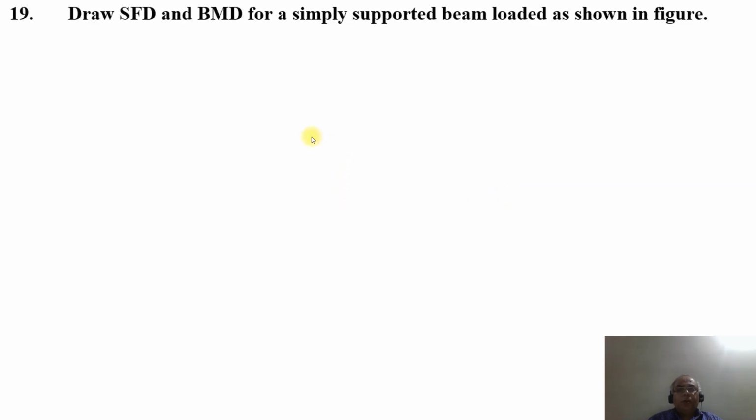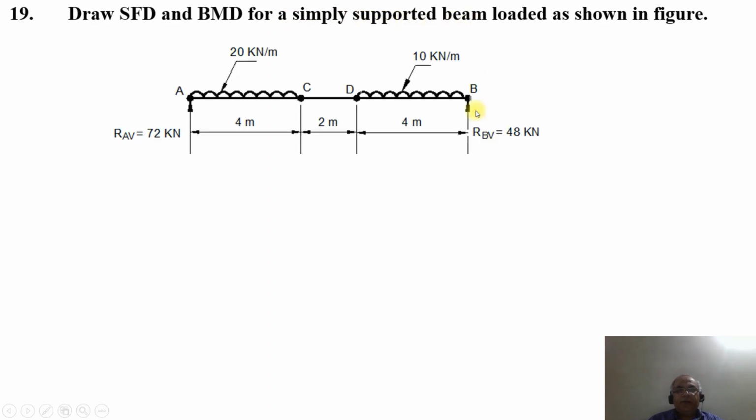We are going to take up one more problem on a simply supported beam, problem number 19. Draw SFD and BMD for a simply supported beam loaded as shown in the figure. In this figure, you can see there is a simply supported beam at both points A and B.